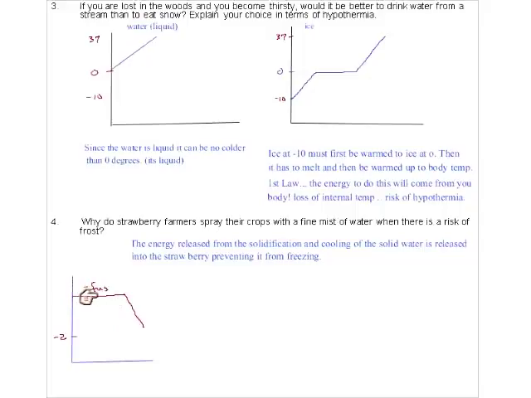So this process here of solidifying the mist actually releases energy. Energy is being released as the liquid water freezes. Where's that energy going? Into the strawberry to keep it warm. So it's kind of heating up the strawberry a little bit. It absorbs it and keeps it from freezing. There we go. We do the same sort of thing in greenhouses.